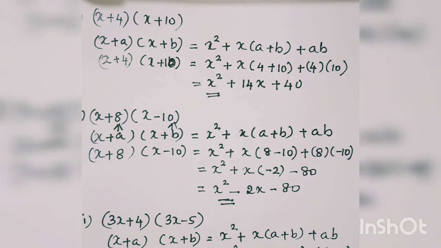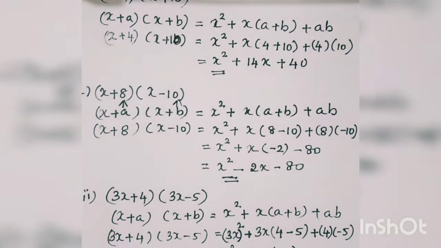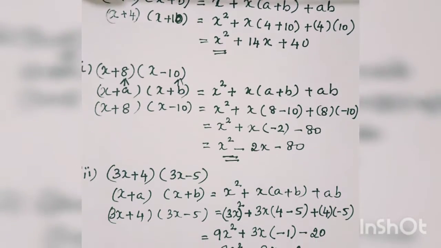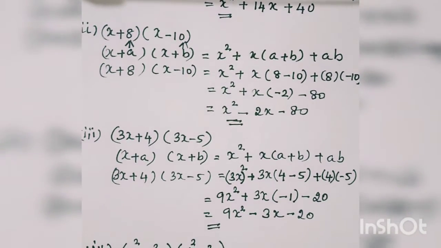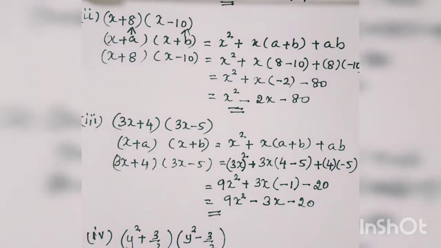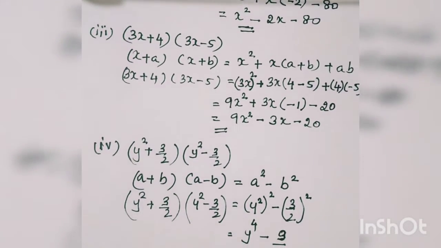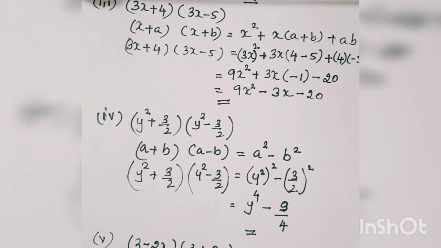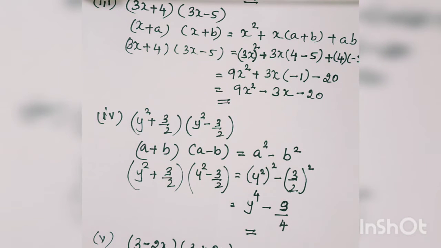It's very easy children. So in this we have learnt about two identities. So which are the identities? x plus a into x plus b, and a plus b into a minus b. So these are the two identities which we have learnt. So now we will see the next main.